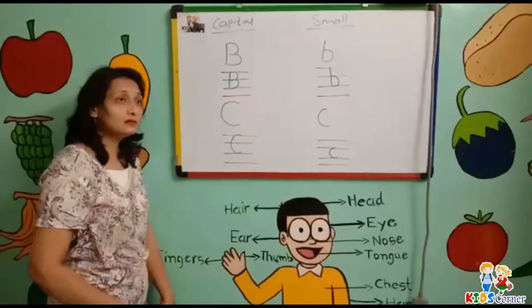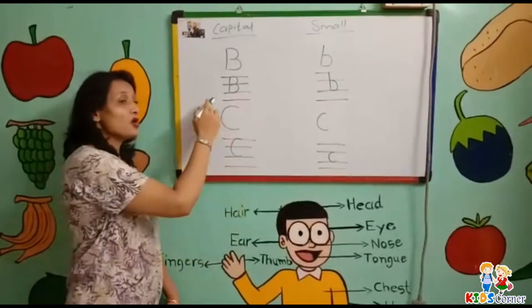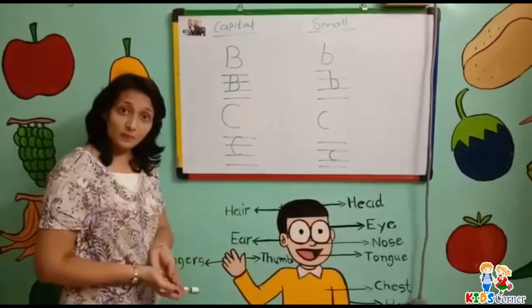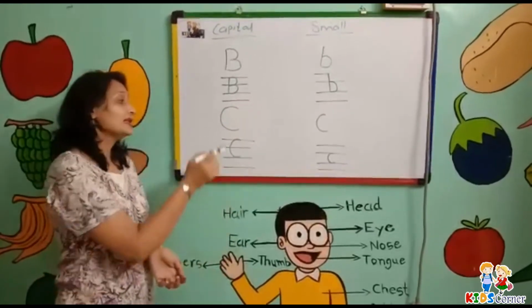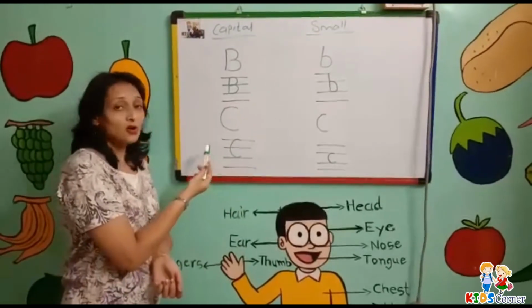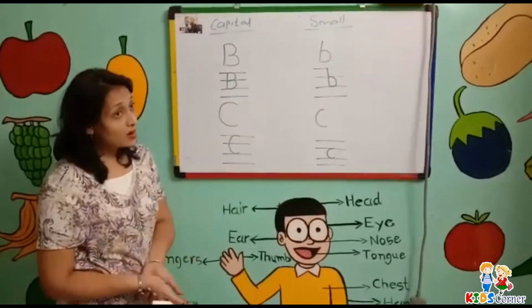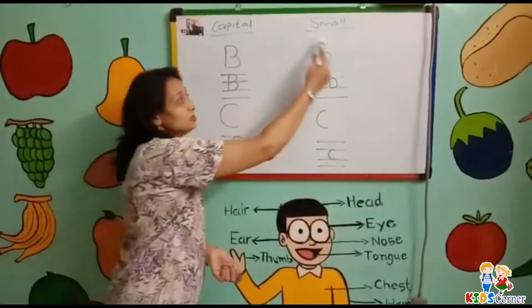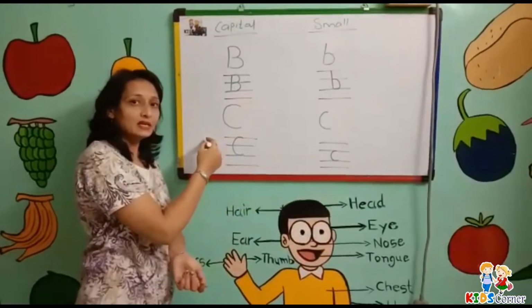What does B refer to? B for ball, B for balloon, B for baby, right? And C stands for C for cat, C for ground and C for car. Okay? Now please do this practice at your home and send it to us.